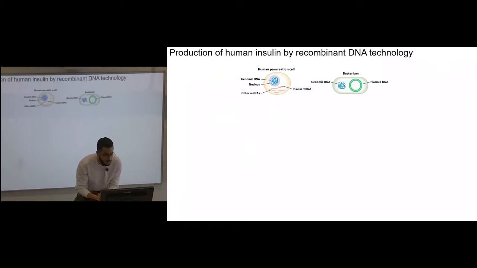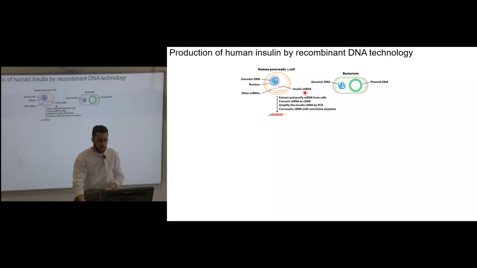This technique was created to basically produce a high amount of a protein by using bacteria, okay? So what these scientists did is that they took the insulin mRNA from human pancreatic cells, which are the cells that produce insulin in your body, and they then extracted this mRNA. You can use a kit that you buy online. It's very simple. You follow the steps and you'll extract the RNA. Usually it's just an ethanol precipitation, and then you convert the mRNA into cDNA.